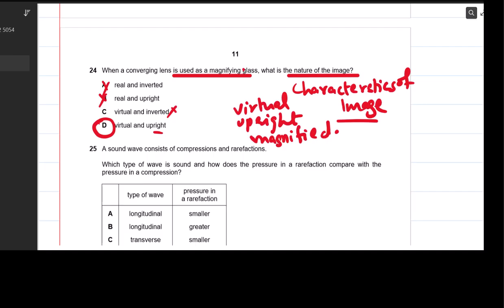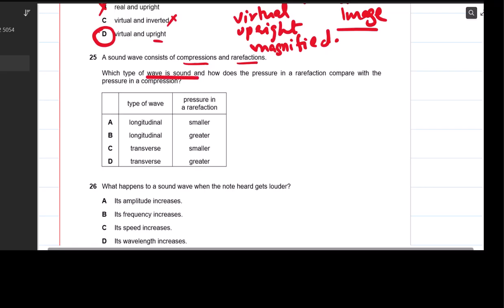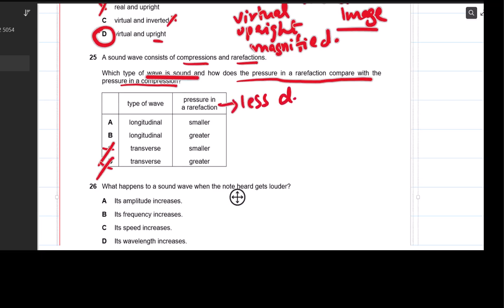Moving to question 25, a sound wave consists of compression and rarefaction. Which type of wave is sound? Okay, it is a longitudinal wave. How does the pressure in rarefaction compare with the pressure in compression? So the type of wave is longitudinal. A or B is right, C and D are totally wrong. Pressure in rarefaction is smaller because of the lower density of molecules. Pressure decreases. So A is right.